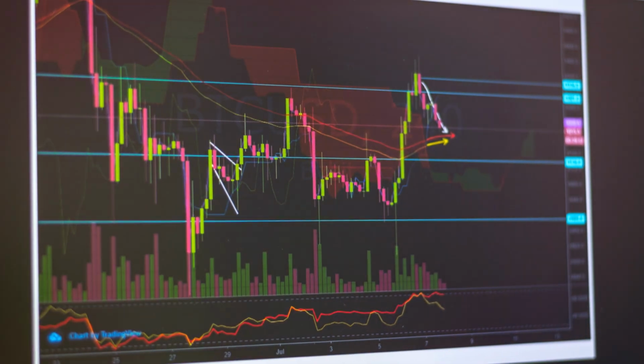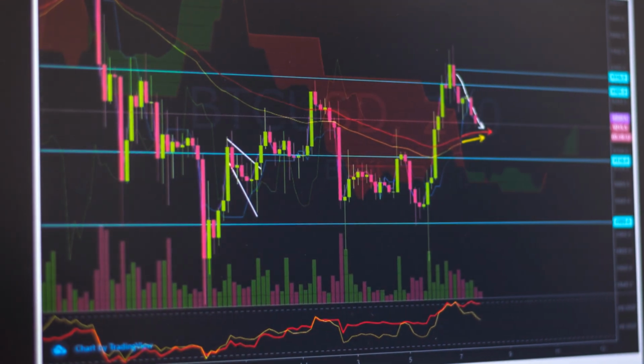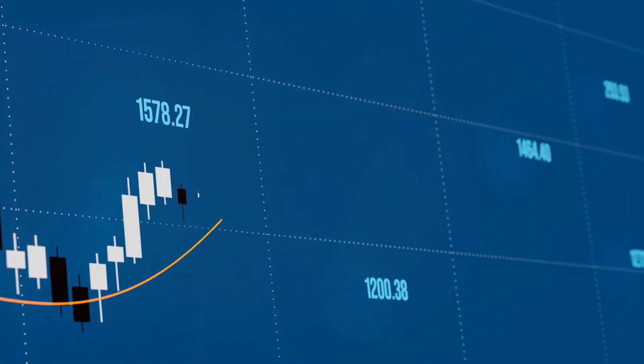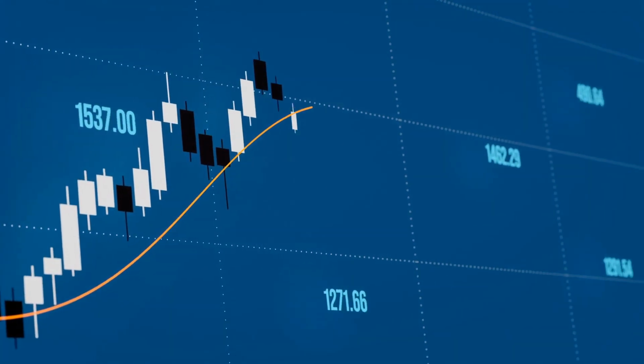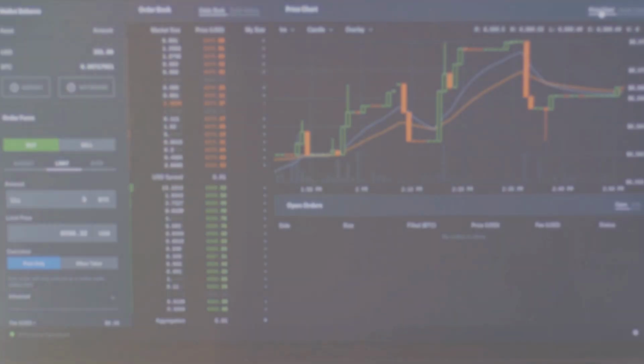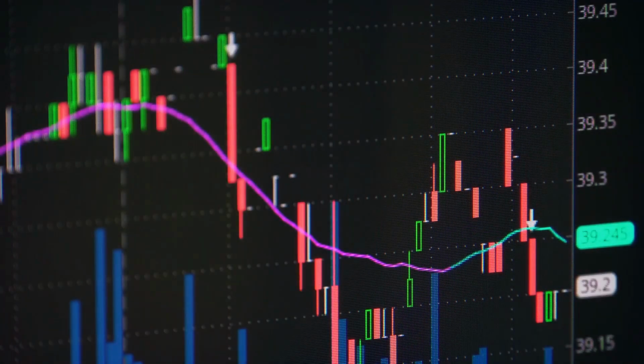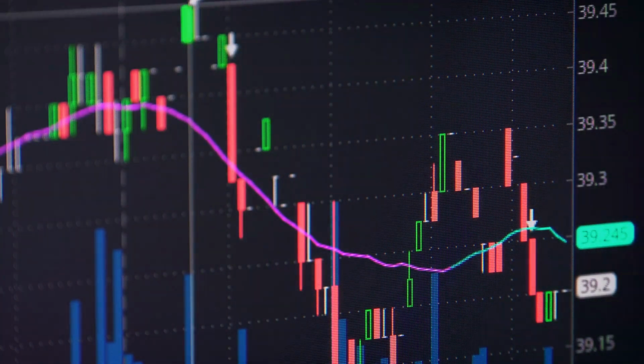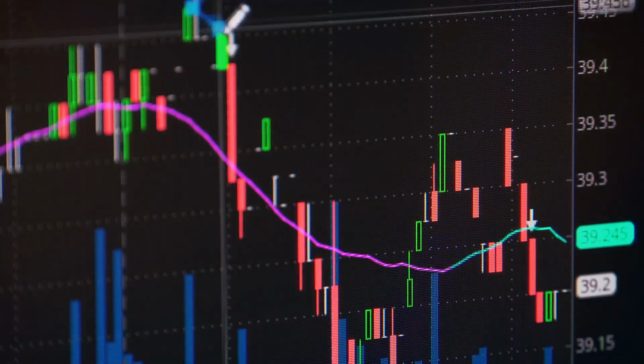Head and shoulders: this pattern indicates a potential reversal in trend. It consists of 3 peaks, with the middle peak being the highest. Double top and double bottom: these patterns signal potential reversals. A double top indicates a bearish reversal, while a double bottom suggests a bullish reversal.